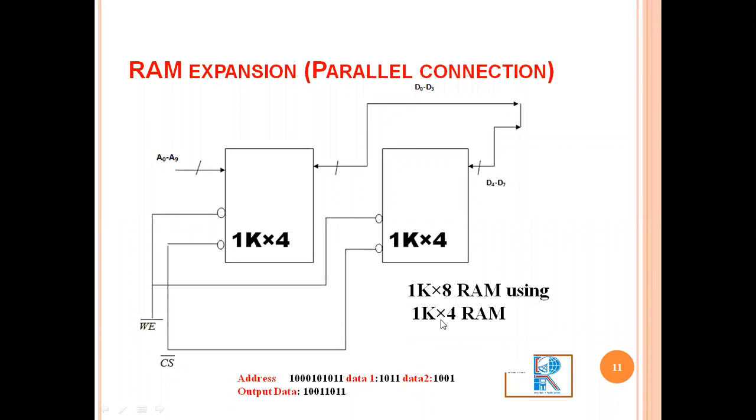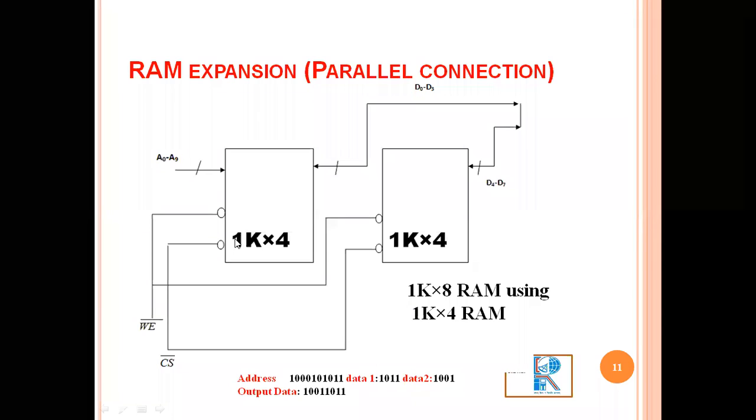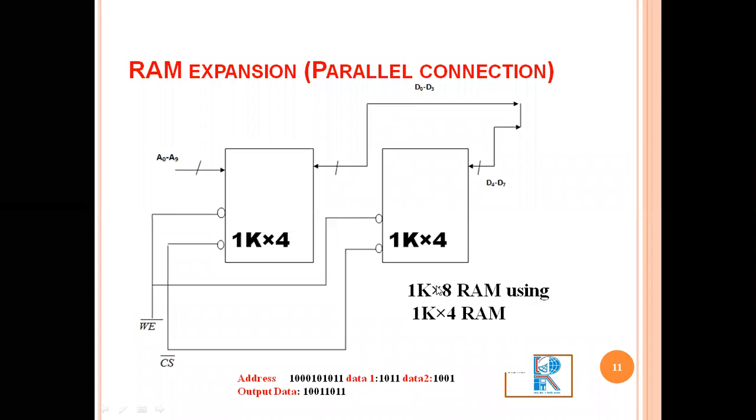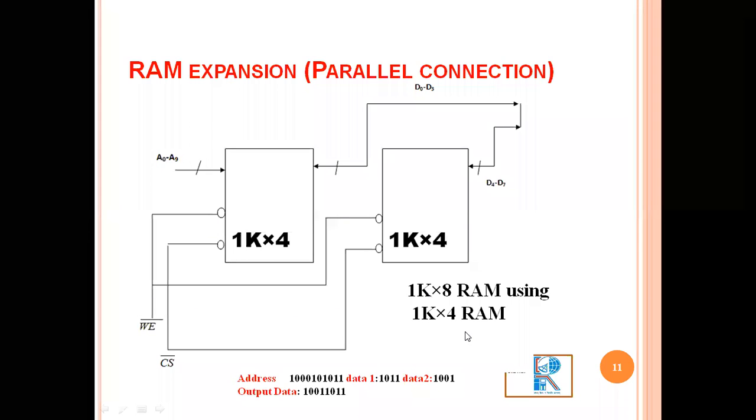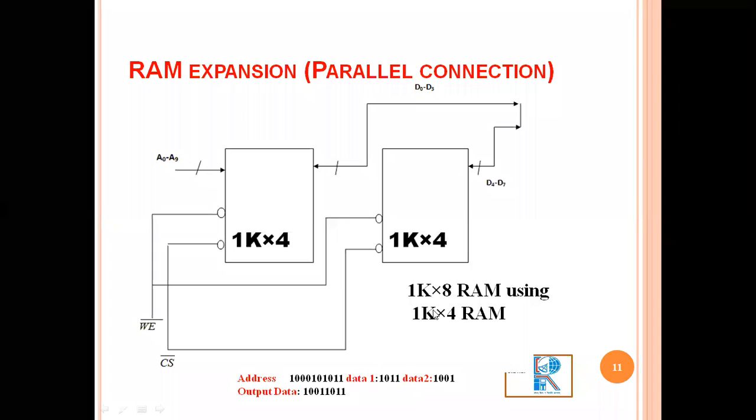See here, you have 1K into 4 RAMs. You have to make a 1K into 8 RAM using 1K into 4 RAMs. 1K into 8 means the number of address bits is the same, 1K, but the number of data bits is 8. That means the width is increased. So you have only 1K into 4 RAMs. That means you have to use two 1K into 4 RAMs to make a 1K into 8 RAM. Clear? So how to connect this?